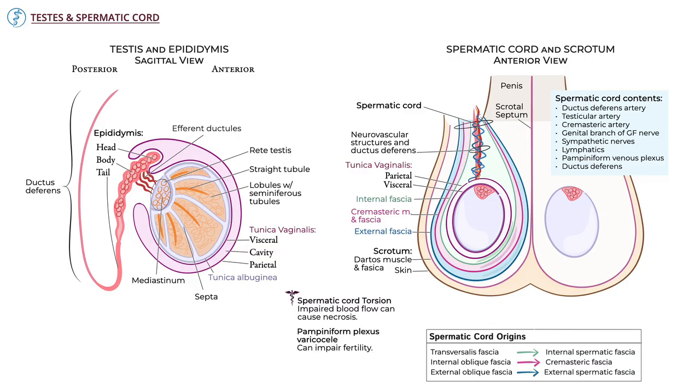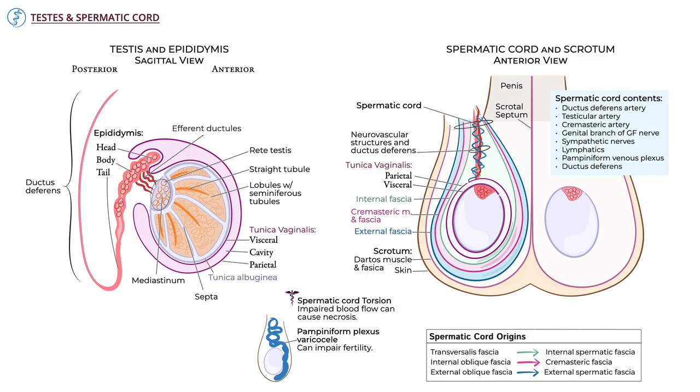Also indicate that a pampiniform plexus varicocele occurs when the veins that drain the testicles become abnormally dilated. This creates a bag of worms appearance. Varicoceles can cause pain and infertility, but can be repaired surgically. Varicoceles are more common on the left side due to asymmetries in testicular vein drainage.